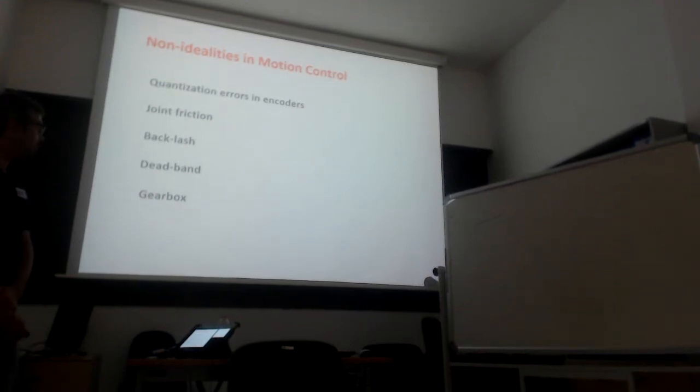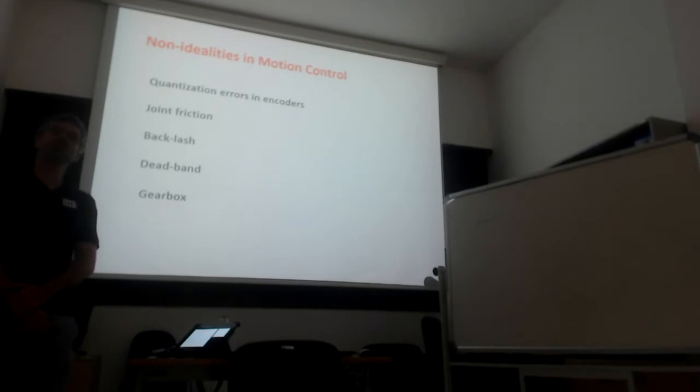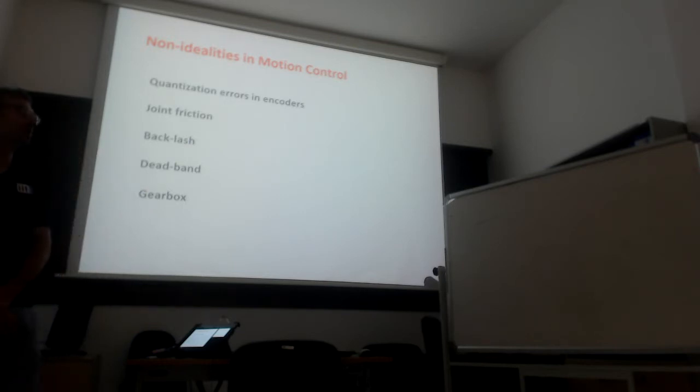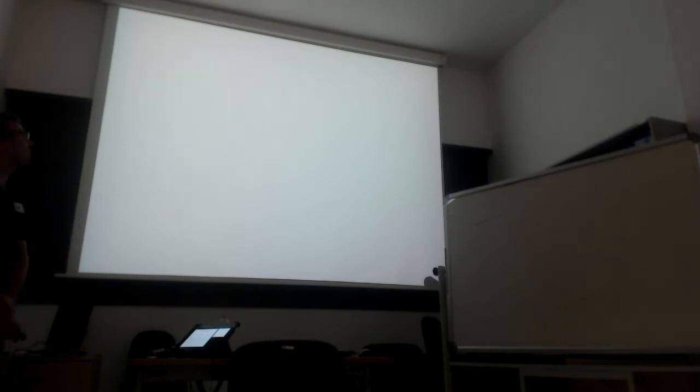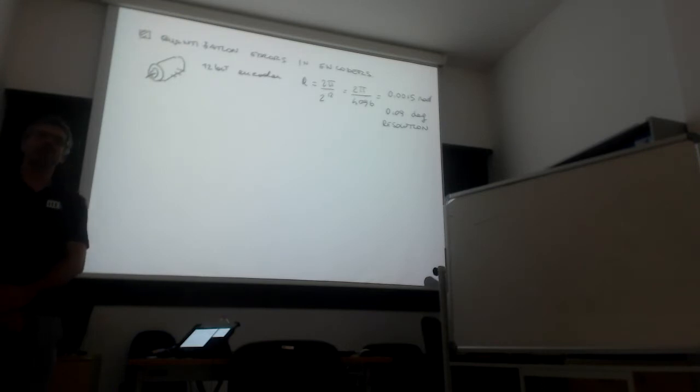So this section is about non-idealities in motion control. Very important aspects that actually make the difference in practice, but that you cannot find in school books. Or at least not all of them. In particular, as we said, we have our encoders to measure the joint positions.